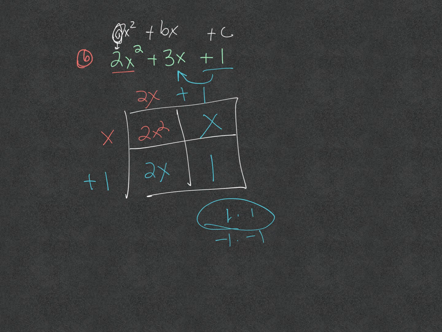Now if I go to combine and check, here's my 2x squared, here's my 3x, and here's my 1. So I know I have the correct 2 factors, which are x plus 1 and 2x plus 1.